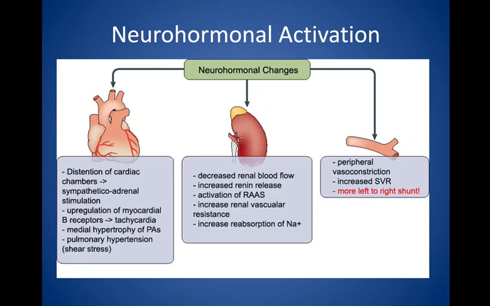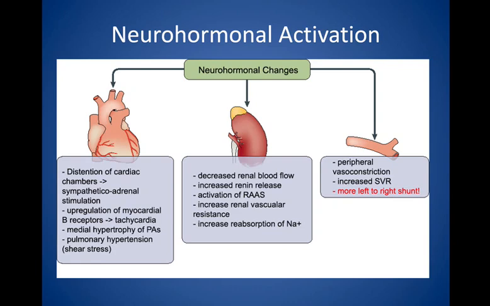In addition to the direct pulmonary effects, you also have neurohormonal activation, which occurs through things like your sympathetic system, as well as the renin-angiotensin system. The distension of the cardiac chambers leads to ventricular stretch, which then leads to splanchnic, renal and peripheral vasoconstriction. You then have increased SVR, which further increases left to right shunting, and then you start seeing the vicious cycle of heart failure.